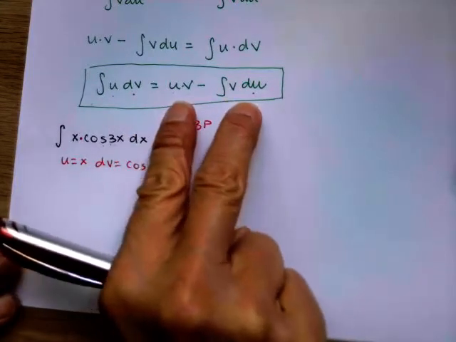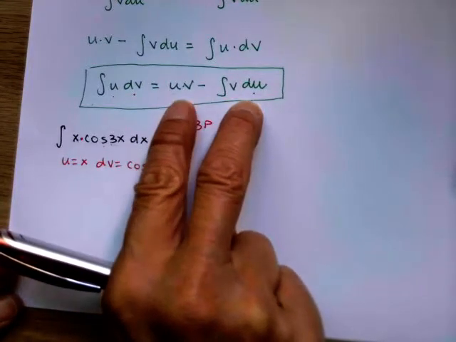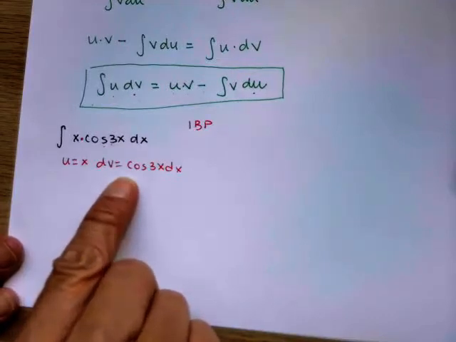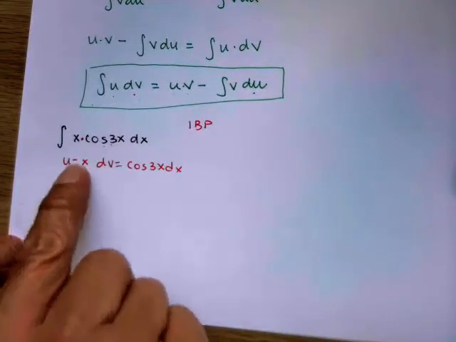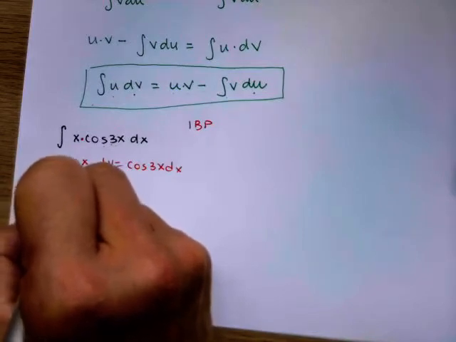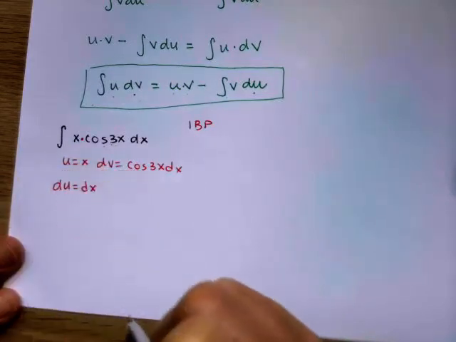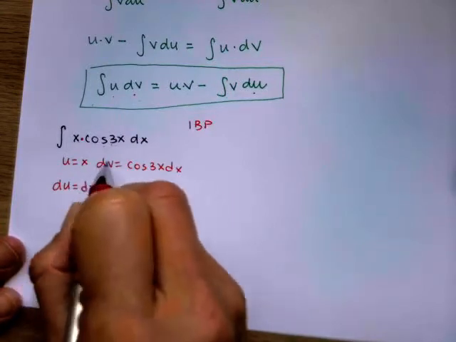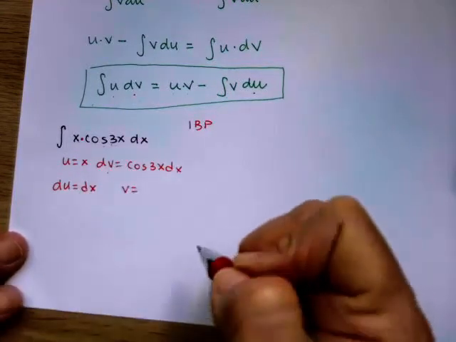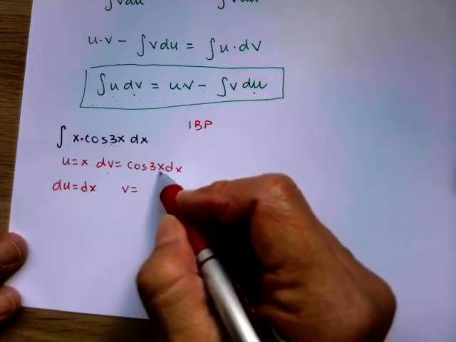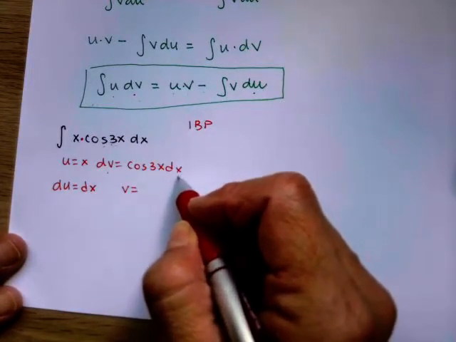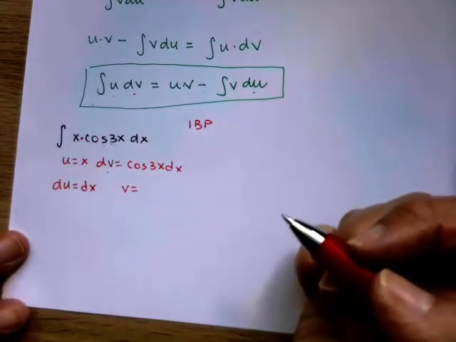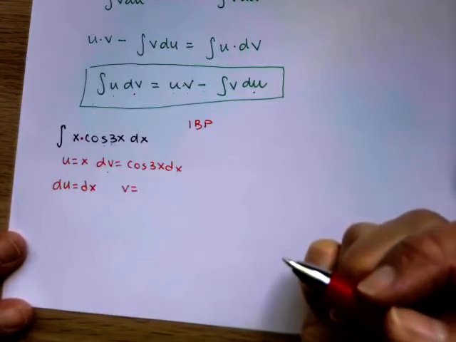Okay. So look at your parts over here. You need a u, a v, and a du. So far I have u and dv. To get to du, we're just going to differentiate. So if u is x, then du is dx. And if dv is cosine 3x dx, to get to v, we're going to integrate. So if we want to integrate cosine 3x dx, cosine goes to sine, and then we're going to do the u sub in our heads.